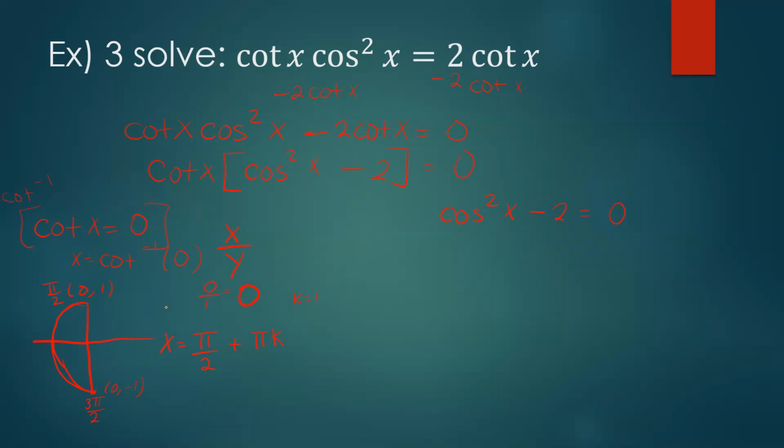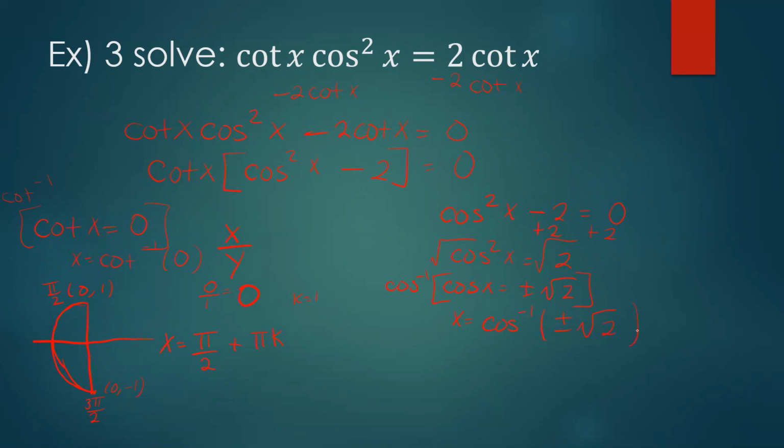Okay, now let's look at our other equation. If I add 2, I would get cosine square of x equals 2, right? I would take the square root of both sides, right? So I would get cosine of x equals plus or minus radical 2. You could get x by itself by taking the cosine inverse. So that would be x equals cosine inverse of plus or minus radical 2, right?